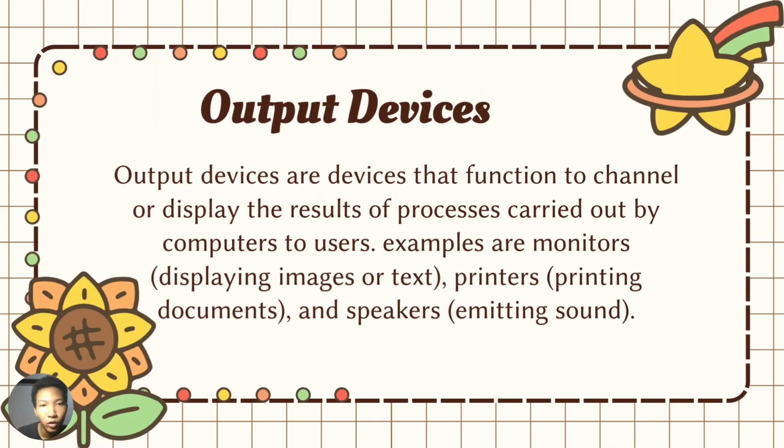Next, output device. Output devices are devices that function to change or display the results of processes carried out by the computer to the user. Examples are monitors displaying images or text, printers printing documents, and speakers emitting sound.